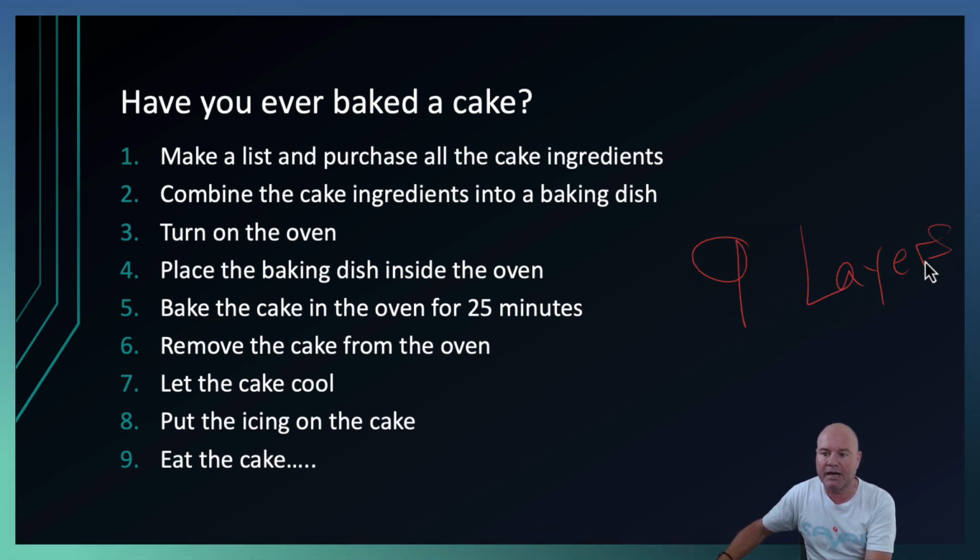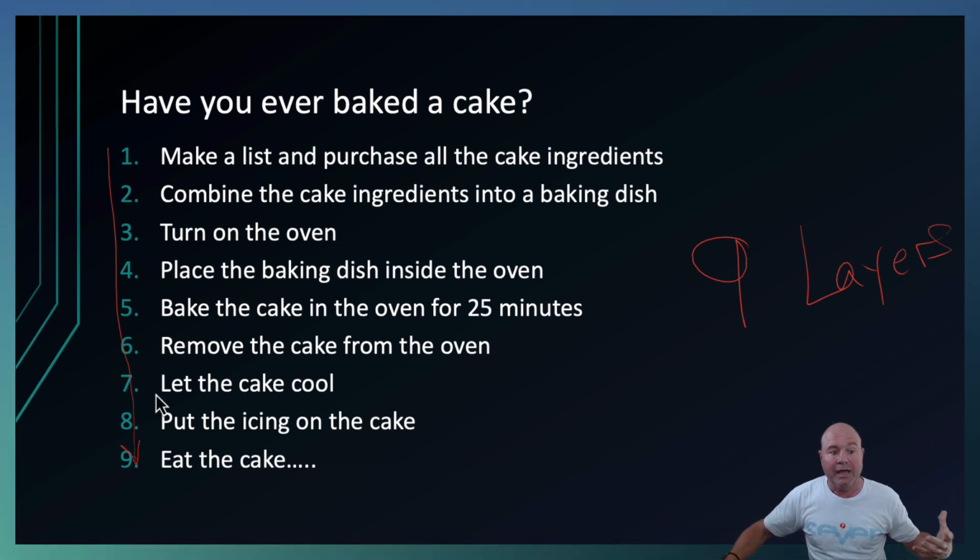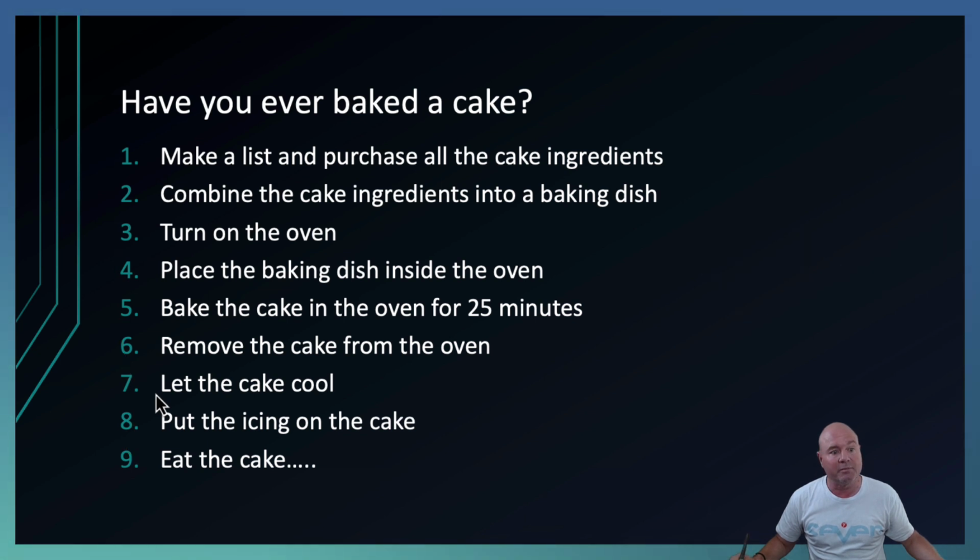Now, I'm not making a 9-layer cake. I'm just going to have 9 layers. As you can see, my layers are listed here. The first layer going all the way down over here to this bottom layer. And the way that the layers work is they're kind of instructions. Okay, so obviously the first thing that you have to do is you have to make a list and purchase those ingredients that you're going to be using to bake that cake. Then you're going to combine those ingredients into a baking dish.